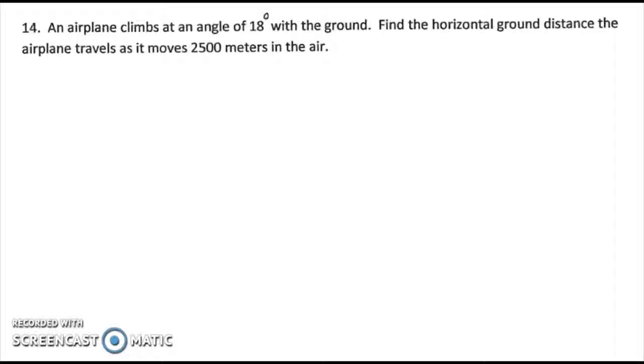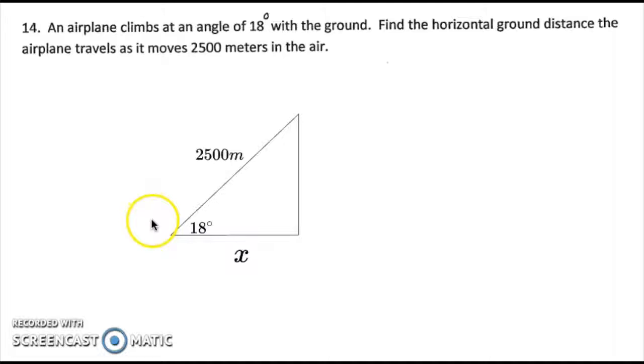So number 14. An airplane climbs at an angle of 18 degrees with the ground. Find the horizontal ground distance the airplane travels as it moves 2,500 meters in the air. So drawing out everything, the airplane is going up, and it is moving from the ground to its final height at 2,500 meters. That's how far it is going up. It climbs at an 18-degree angle with the ground. What we're looking for is the horizontal ground distance that it travels.